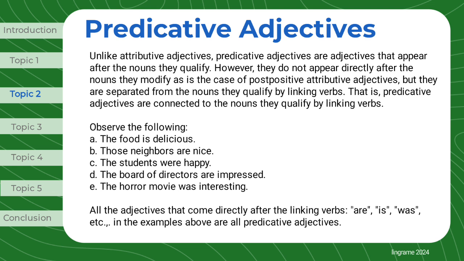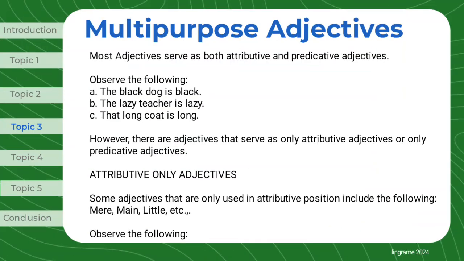All the adjectives that come directly after the linking verbs are, is, was, etc. in the examples above are all predicative adjectives. Adjectives that serve as both predicative adjectives and attributive adjectives. Most adjectives serve as both attributive and predicative adjectives. Observe the following: The black dog is black. The lazy teacher is lazy. That long coat is long.